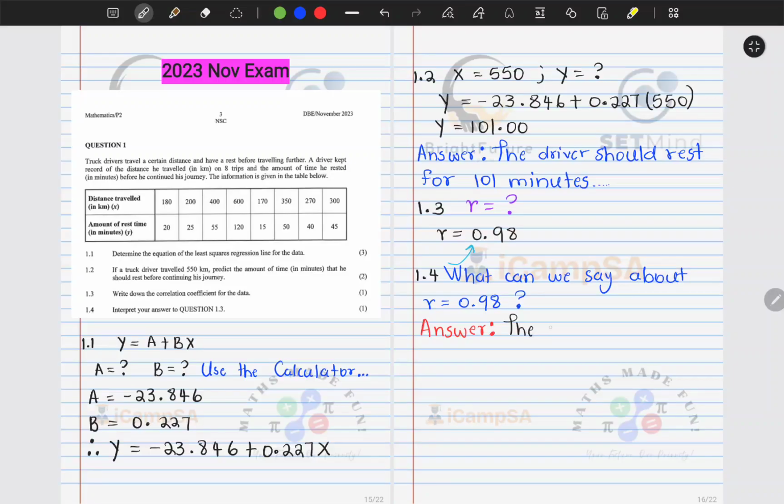So the R value indicates, if you observe carefully, a strong positive correlation. So that answer is good enough. Okay, I hope that you guys understand. And if you were writing this paper, you were going to ace it. Okay, now let's go to the next one.